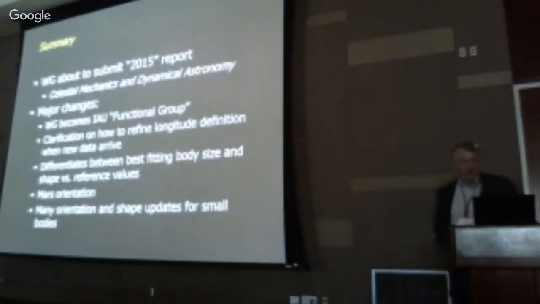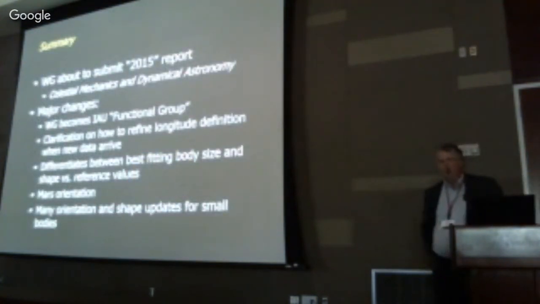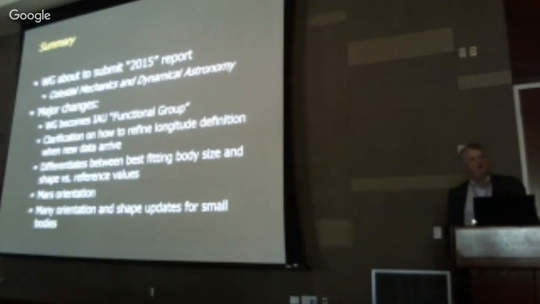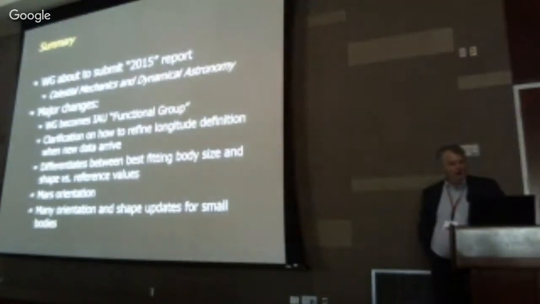So that's about it. The main point I'd like to make is we're trying to get our working group report out in a matter of weeks or a month or so for the next version. But the working group itself has finally become a quasi-permanent working group rather than one that has to justify itself every 3 years. We have clarified how to define and refine longitude. We've differentiated between different types of shapes and different uses for shapes of bodies. We're planning to recommend updating the Mars orientation model, and recommendations for orientations and shapes for many bodies.